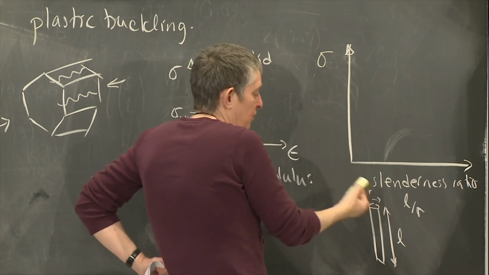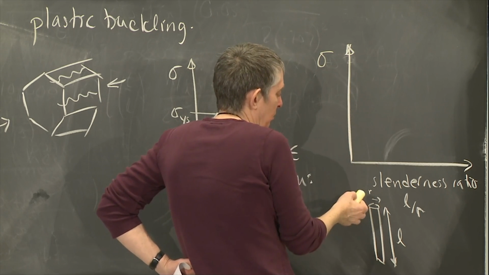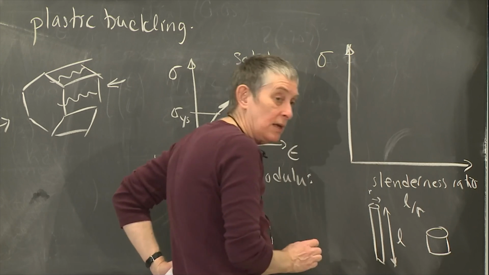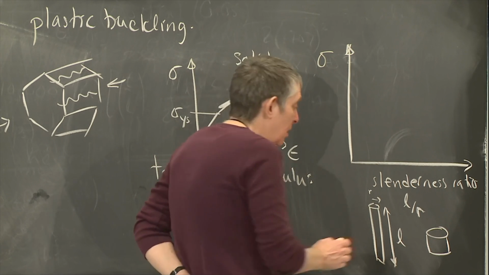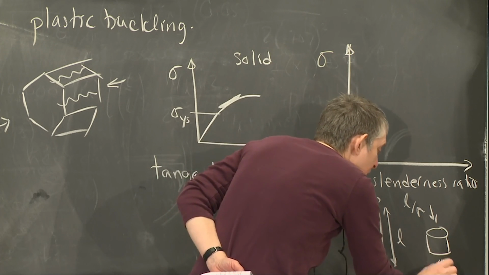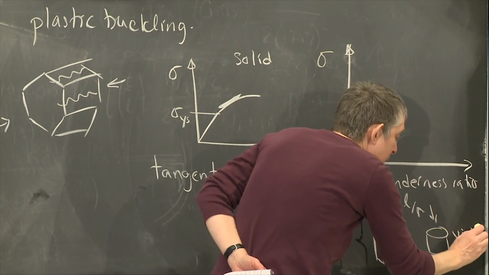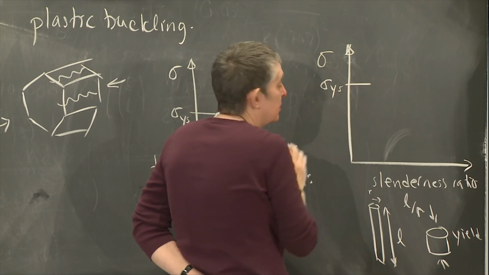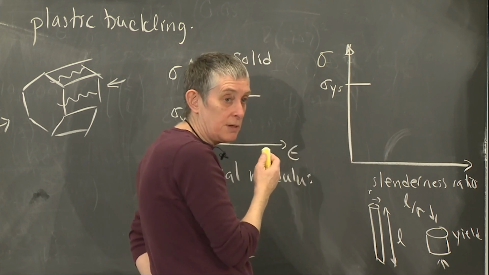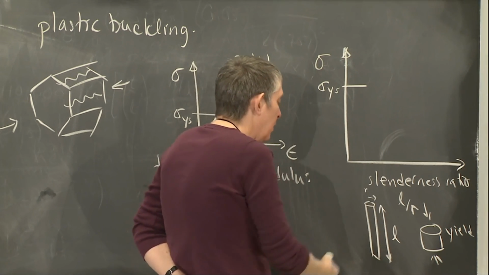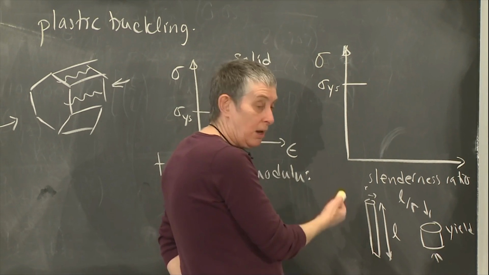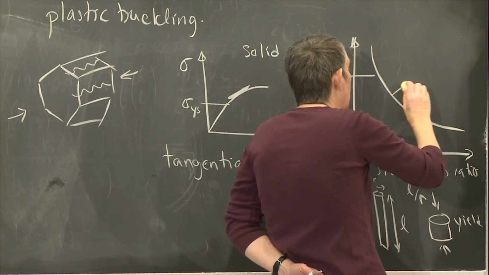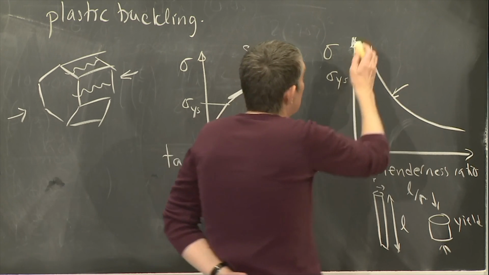If the slenderness ratio of a single column is short, if it's stubby, it's not going to buckle, it's going to yield. If you compress that, it would just yield at the yield stress, sigma y of the solid, whatever the solid is. If you have a long column, it would buckle elastically, like by an Euler buckling. And Euler buckling, let's see, I'm going to run out of room here.